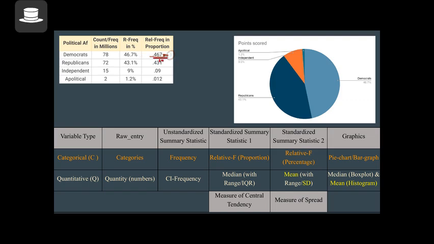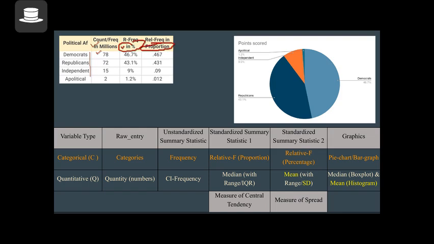Okay, so how do you summarize a categorical variable? By listing all the categories, then presenting the raw count or frequency, and in a more standardized form, relative frequency, either in the form of percentage or in the form of proportion. Now, this is through numbers.